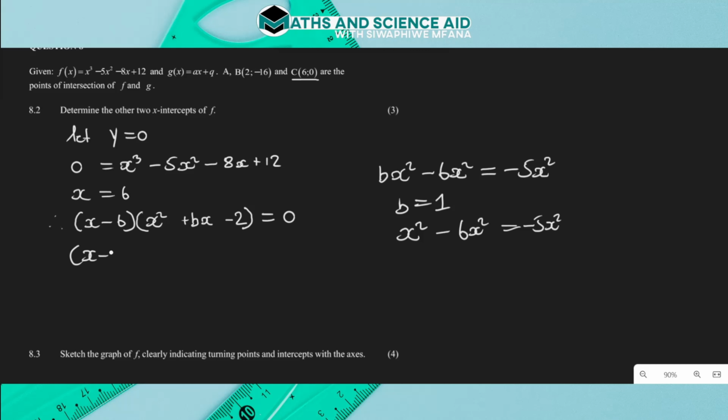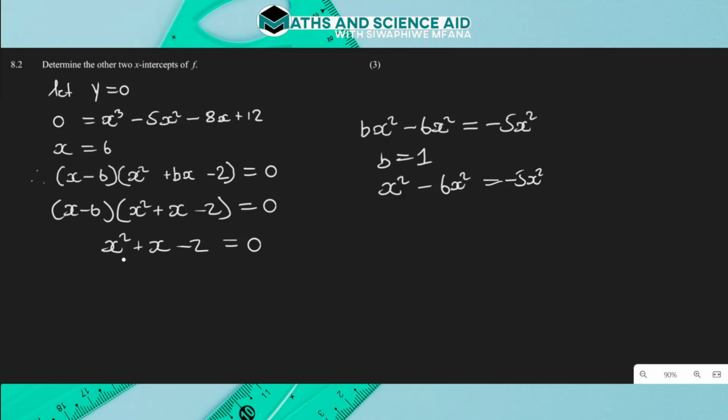So we have x minus 6, and then we have x squared plus x minus 2 equal to 0. And so now we can just focus more on this quadratic expression here. So we need to find the value of x if x squared plus x minus 2 is equal to 0. And so we can just quickly solve this by factorization.